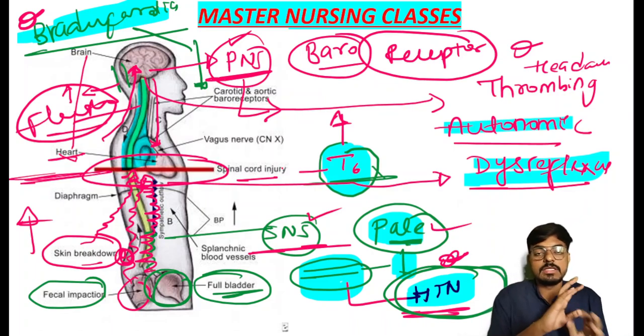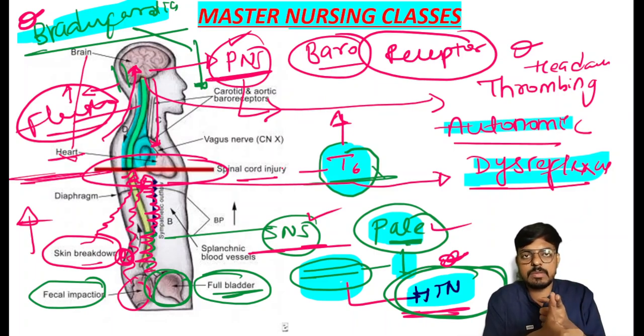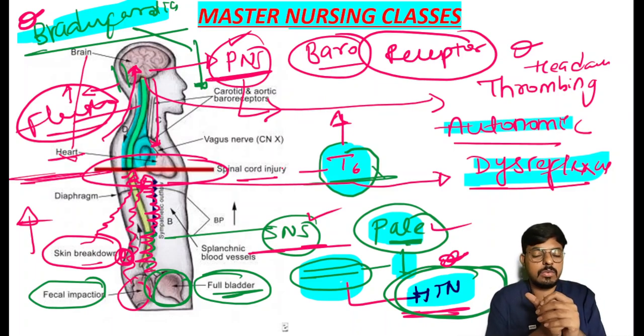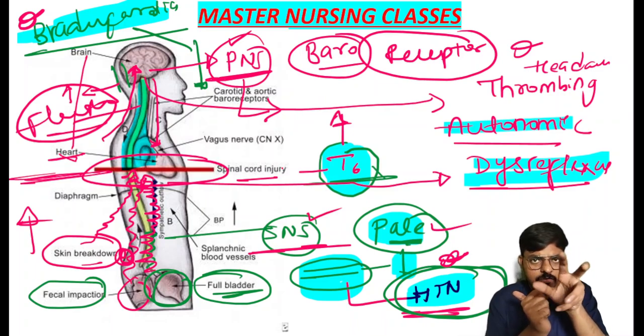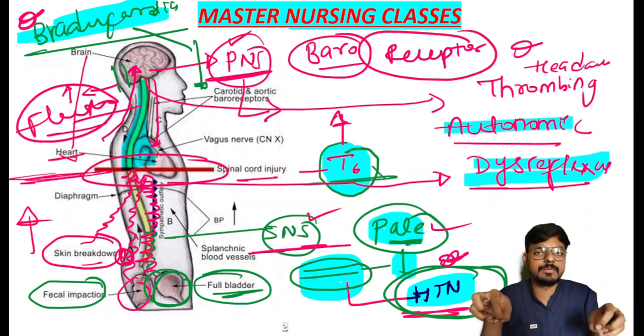How the scenario based question will come like this: you received a patient with a spinal cord injury in the emergency department. When you assess the blood pressure of the patient, it comes 190 by 100. So that is the hypertension. When you assess the patient's face, it is completely flushed. When you assess the lower body, it is completely pale.